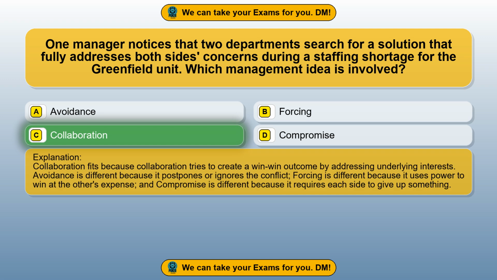Collaboration fits because collaboration tries to create a win-win outcome by addressing underlying interests. Avoidance is different because it postpones or ignores the conflict. Forcing is different because it uses power to win at the other's expense, and compromise is different because it requires each side to give up something.